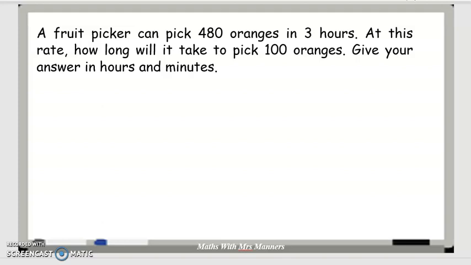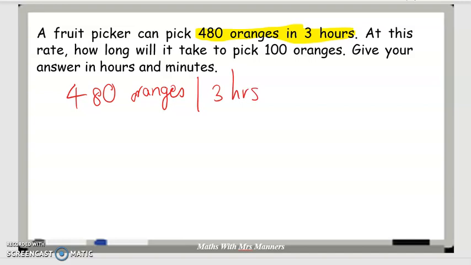So it's clear, I hope, to you. You can see that the rate is provided in the question to us, and we will write that in our own mathematical notation. So 480 oranges, and we'll write per 3 hours. That's probably the way I'd like you to write it. And we've got to work out how long it'll take to pick 100 oranges. So that's my question mark: if I pick 100 oranges, how long will that take?